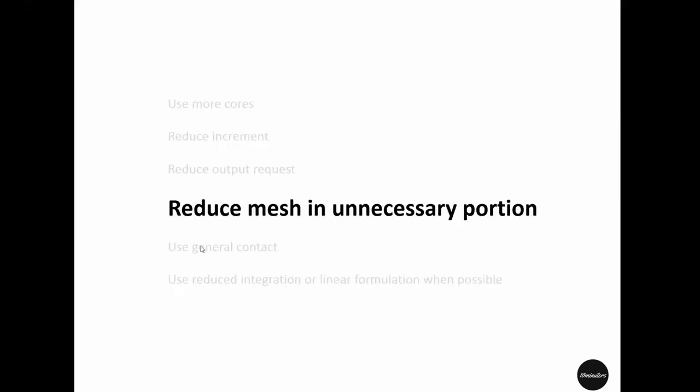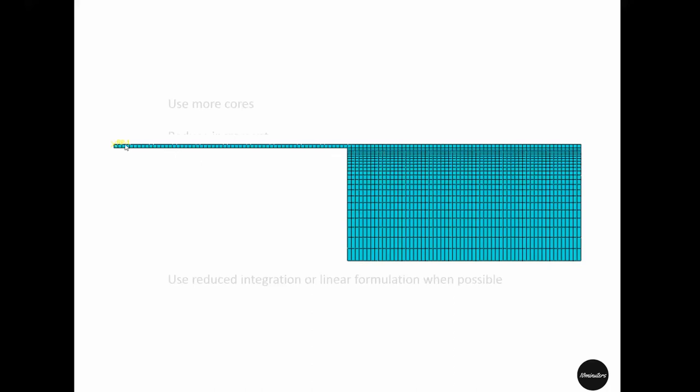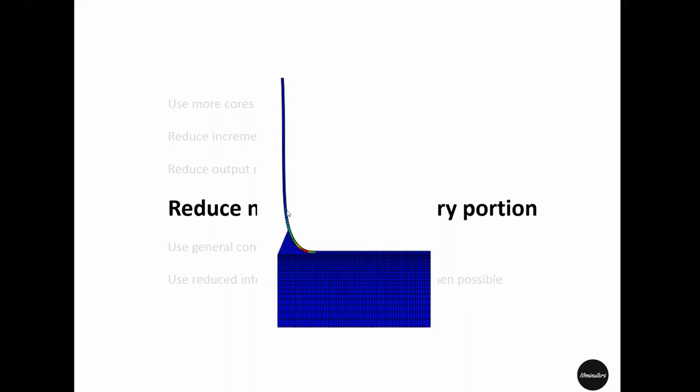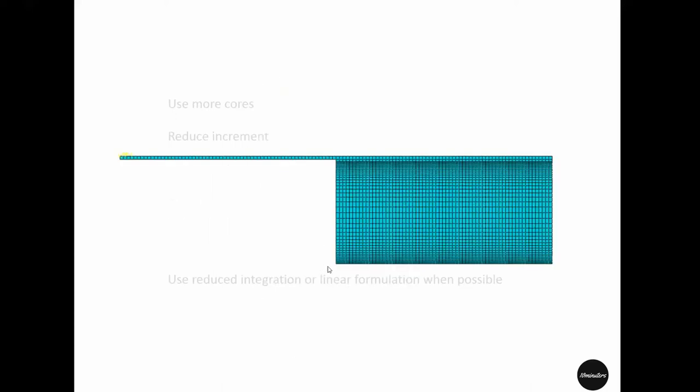Tip number four, reduce mesh in unnecessary portions of the model. For example, in this model, this peel arm is peeled off from this surface, something like this. So the simulation output is crucial in the film and close to the interface. So you can have fewer or bigger elements away from this interface area and reduce the number of elements needed to mesh this model. However, it would be a bad choice to increase element numbers in this less important portion of the model.